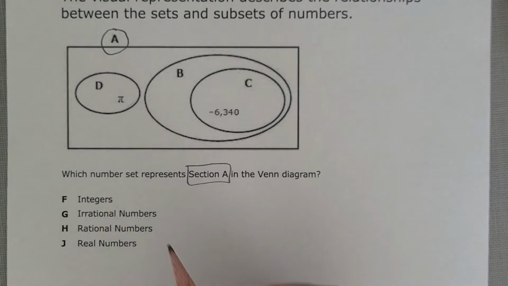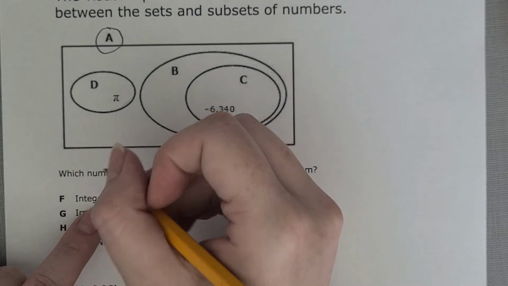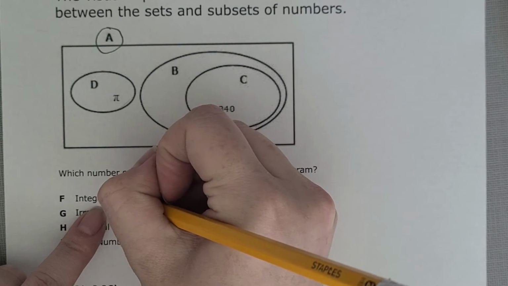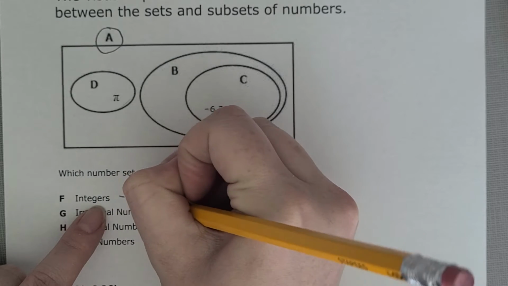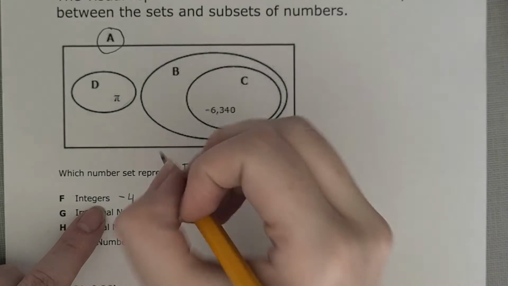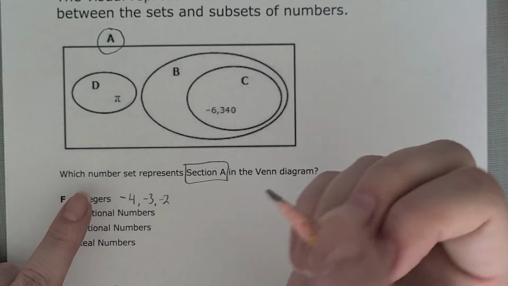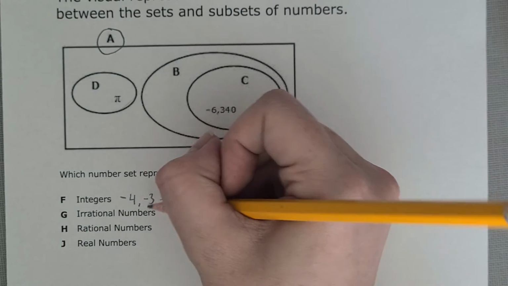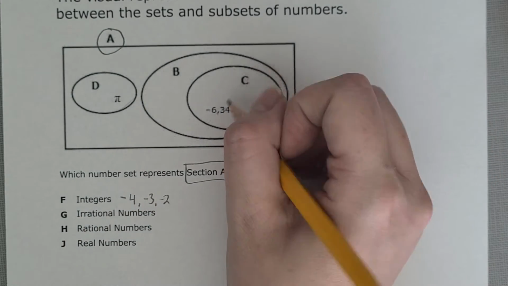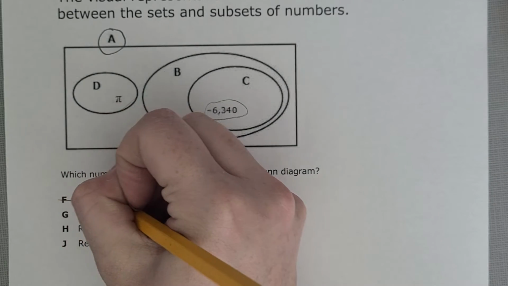If you remember, integers were that subset of rational that included negative whole numbers, like -4, -3, -2, and so on. Integers also include whole numbers and natural numbers, but that's what you would see in that specific circle. That looks more like C to me with that negative whole number. So I'm going to say probably not.